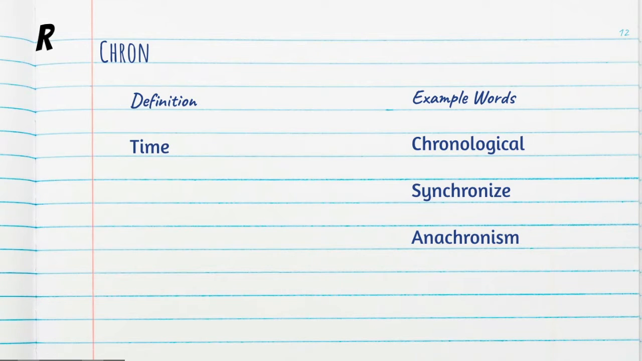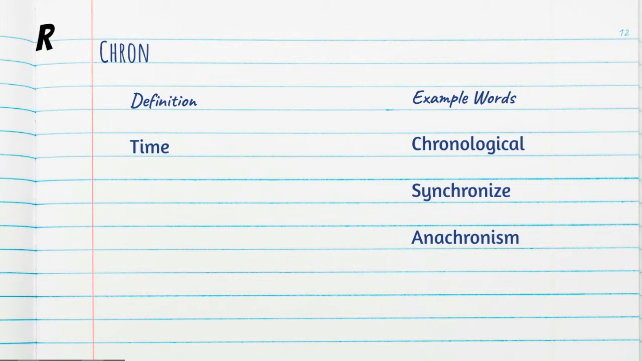Our next one is a root word, which is chron, and that means time. So some examples, chronological. So if something is in chronological order, it is in time order, right? So what happened first comes first, then what happened next, and so on and so forth. Synchronize. So if you synchronize something, it means that you're all doing it at the same time. Think about synchronized swimming, they're all doing things at the same time together.